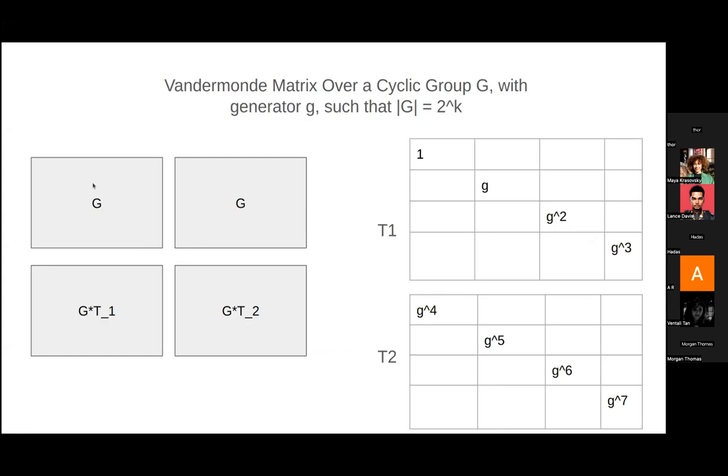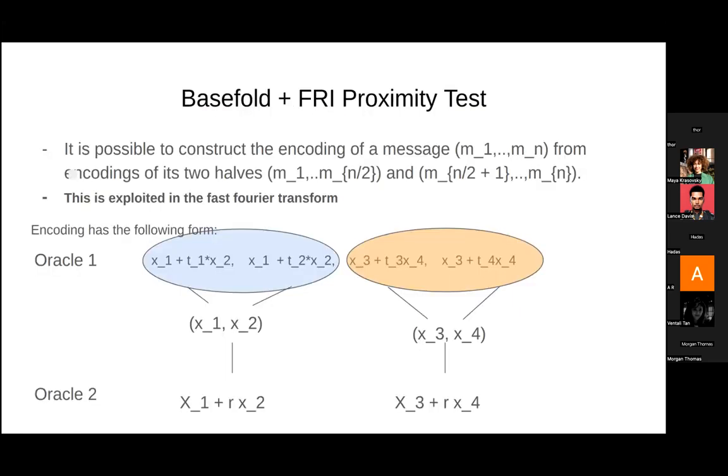And then G will also be of this form. So you can continuously decompose the matrix until you end up with a very small generator matrix. And the reason this is useful in the FRI proximity test is because if this is a valid code word, then you'll be able to pair up elements like this.